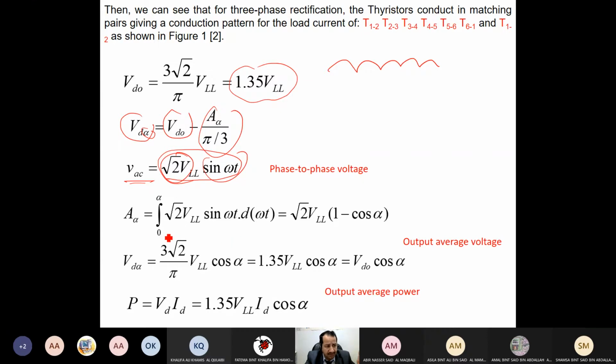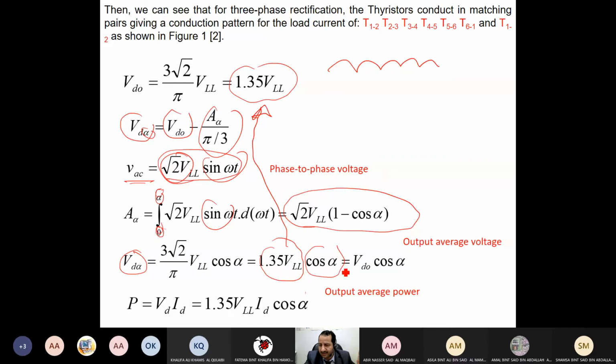When we integrate for the thyristor from 0 to alpha, the part we just lost, we got it here. The integration of sine is minus cosine, just substitute, and we got it here. Now VD alpha is the same 1.35 V line-to-line, similar to the ideal diode situation, just multiplied by cosine alpha. You see? Multiplied by cosine alpha. Now here I can control alpha, increase alpha, reduce the voltage. I get control on the output, but I lose part of the voltage.